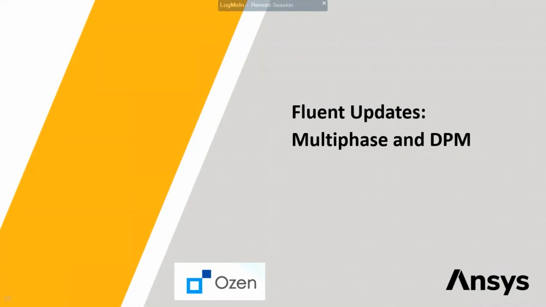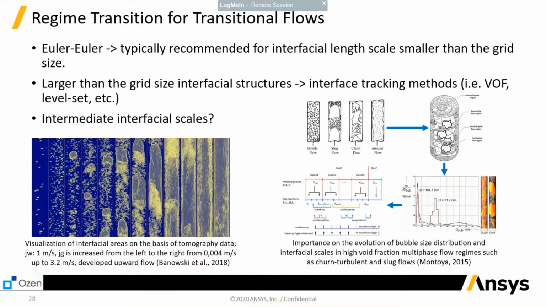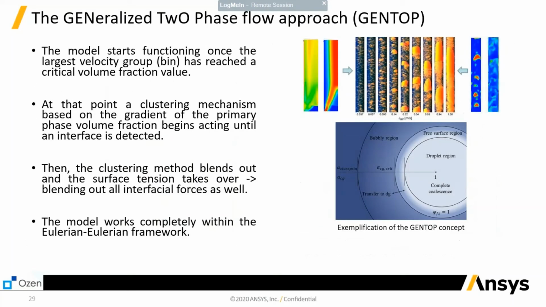The other updates that we have are mostly in the multiphase and also DPM, which is for particulate flow. In multiphase, we have different regimes. We have bubble flows, which is more volume fraction changes. We have slug flow, we have churn flow, and we have the annular flow. And these, as you see in the picture, are quite different. Sometimes it's just volume fraction changes. Sometimes you have big chunks of fluid in it and you need to capture the interface, which is complicated. And mostly the transition between these different regimes is quite tough to capture.